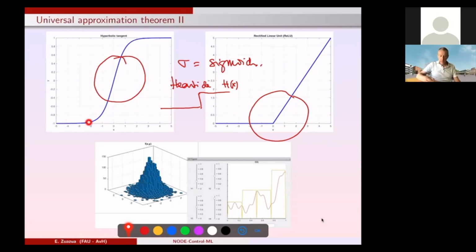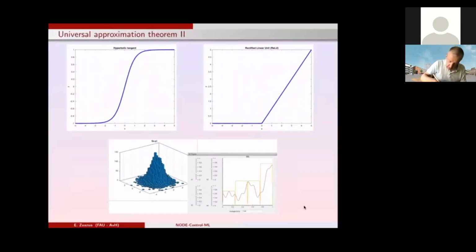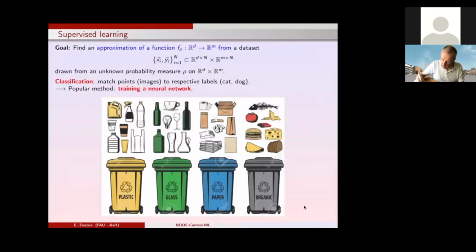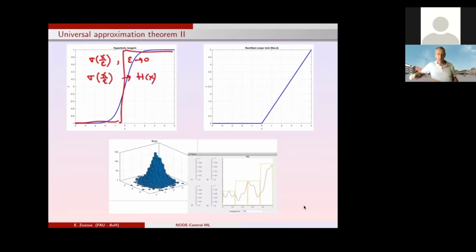So this is particularly clear if I take the sigmoid function, right? If this is the sigmoid function, and I do here sigma of x over epsilon, as epsilon goes to 0, this sigma of x over epsilon converges to the Heaviside function, which is 0 on one side and 1 on the other. Okay, very good. So this is more tricky, right?